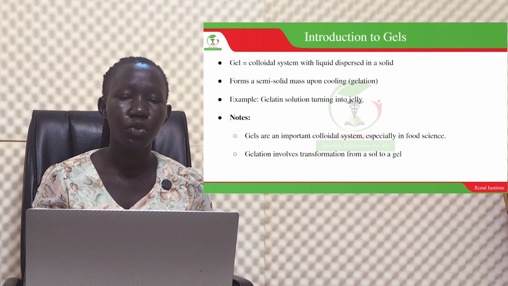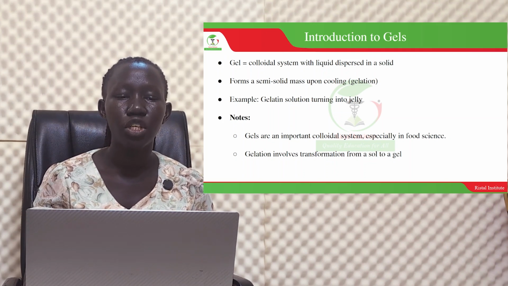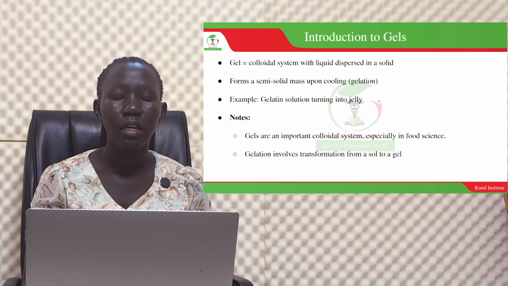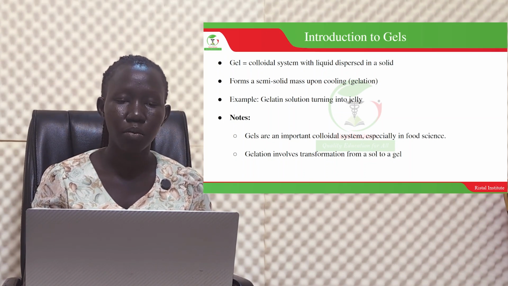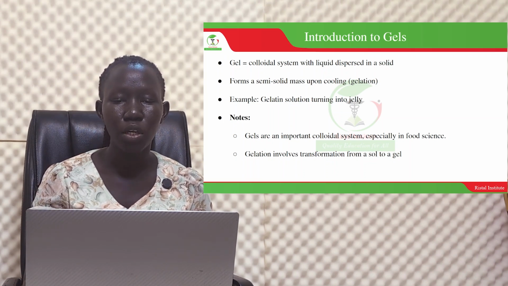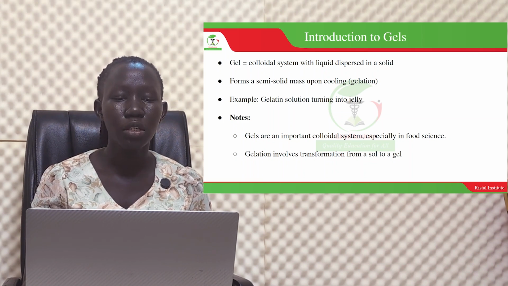That was about sols. Let us briefly look at gels. A gel is a colloidal system with liquid dispersed in a solid. It forms a semi-solid mass upon cooling, and this is the process of gelation, the formation of the semi-solid mass. Once you heat this gel and then cool it, that process is called gelation. An example is a gelatin solution turning into a jelly. Note that gels are an important colloidal system, especially in food science, and gelation involves transformation from a sol to a gel.